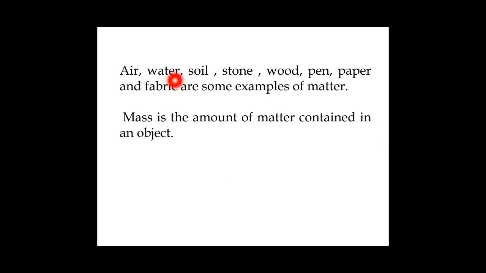Air, water, soil, stone, wood, pen, paper, and fabric are some examples of matter. Matter is everything that has mass and occupies space. Mass is the amount of matter contained in an object.